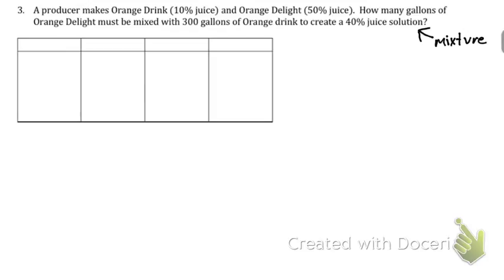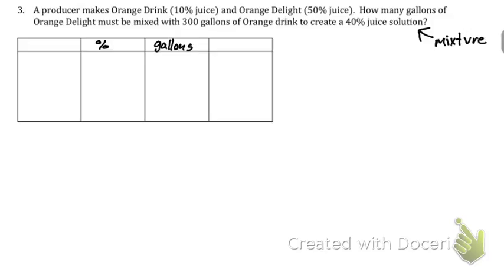So the first thing I'm going to look at is, it said orange drink is 10% juice. So the first column might be just percent. How much percent is juice? If we keep reading, they start talking about gallons. So we're mixing one whole juice with another juice to create some super mixed juice. So let's just have a column that says gallons.